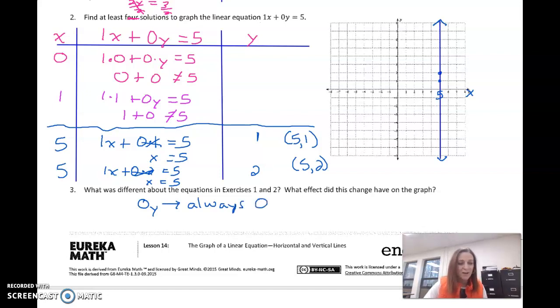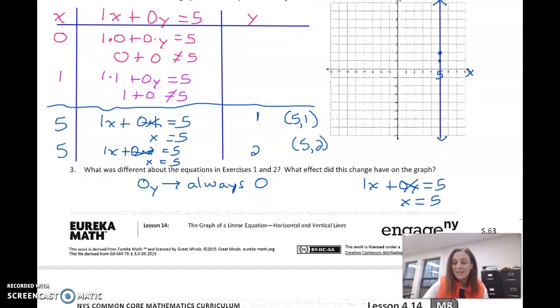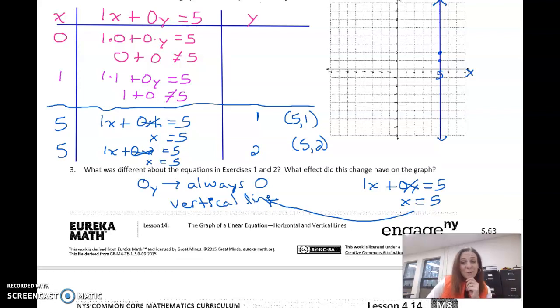So what effect did it have on the graph? Well, when we have this 1x plus 0y equals 5, the y term is always going to be gone. All we're left with is x equals 5. And if we have x equals 5, it's going to be a vertical line, as we saw on the graph. So if our y coefficient is 0, it's going to be a vertical line. Okay? And as we move on, you're going to see that if it's 0x, it's probably going to be a horizontal line. So our focus today is on when we have these horizontal and vertical lines.